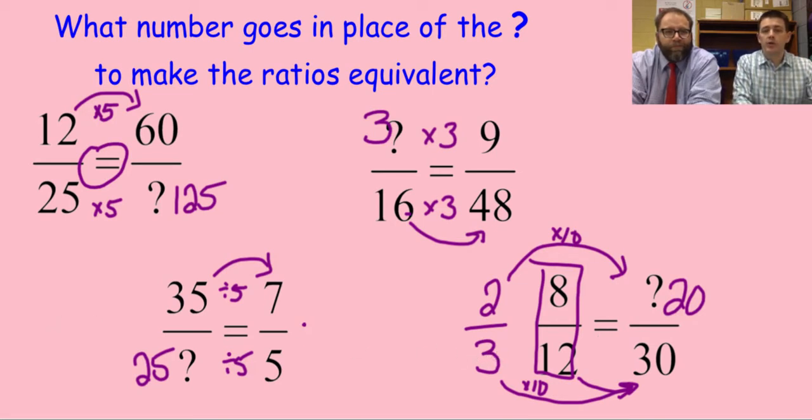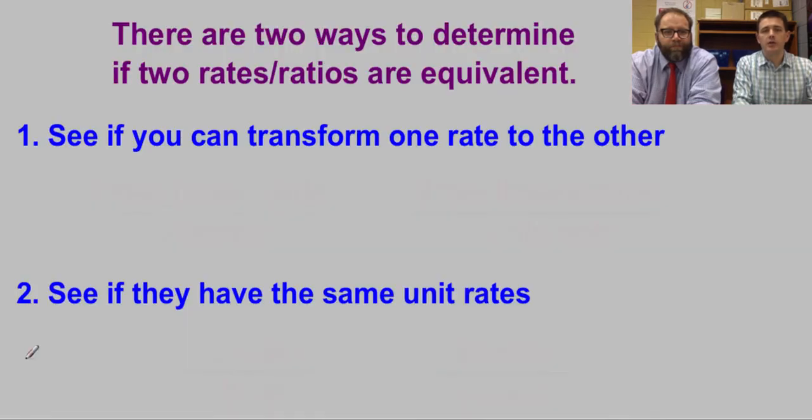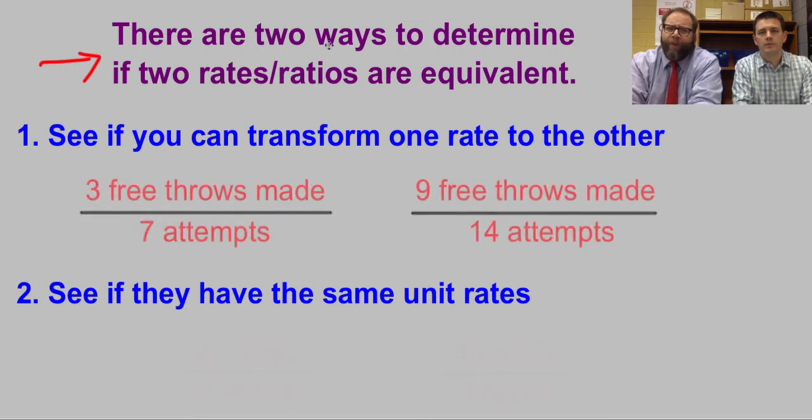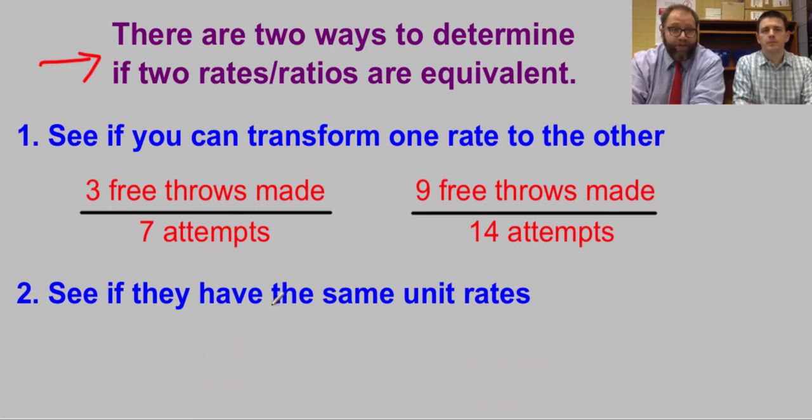Now we're going to put those equivalent rates or equivalent fractions to use in our problem today. There are two ways we can determine if two rates or ratios are equivalent. Make sure you get this down, and then as soon as you get it down, you can rejoin us. If you needed to pause, welcome back. So for number one, we can see if we can transform one rate into the other. For example, what we have here is 3 free throws made to 7 attempts, and 9 free throws made to 14 attempts. And the question is, are they equivalent?